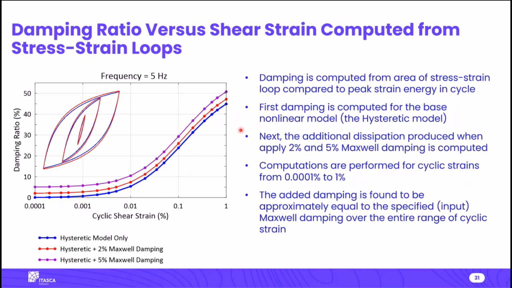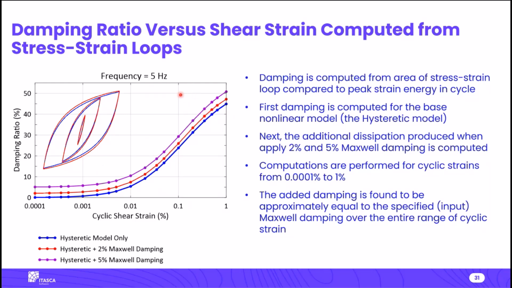Here, what we're showing is stress strain loops for a range of cyclic strains, and these particular results are at 5 Hertz, but we've done it for various frequencies. You can see in red, up here, the stress strain loops with Maxwell damping. We've done that for the hysteretic base model as shown in blue, and if you add 2% Maxwell damping, the total damping is this red line, and for 5% Maxwell damping, that total damping is this purple line.